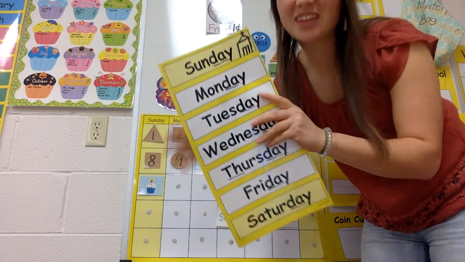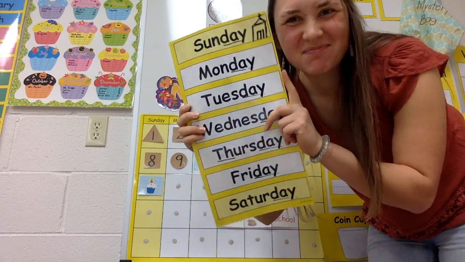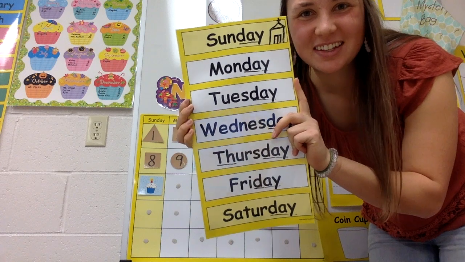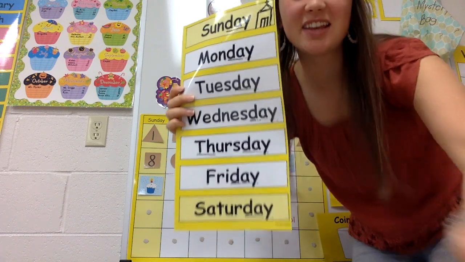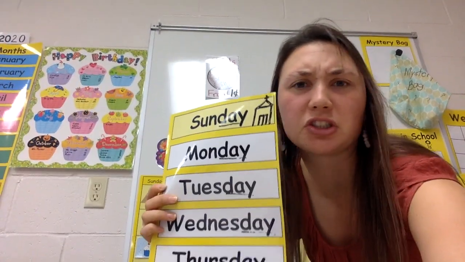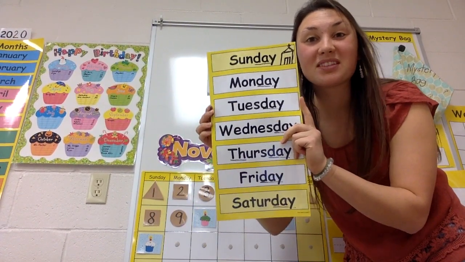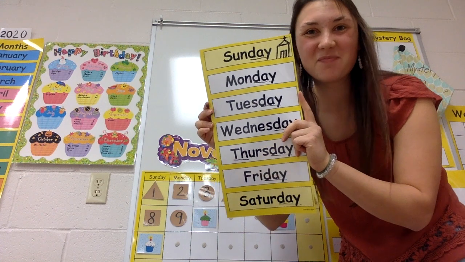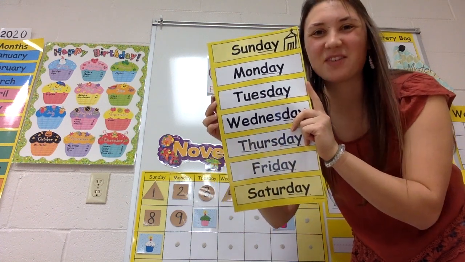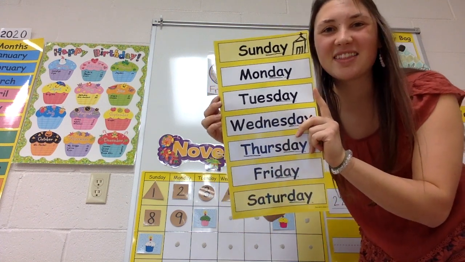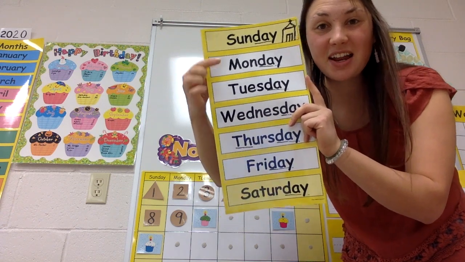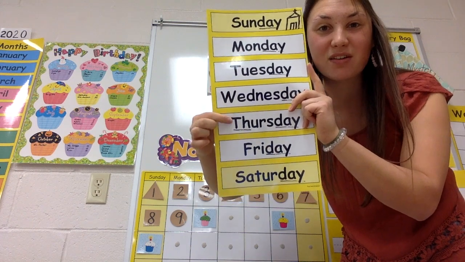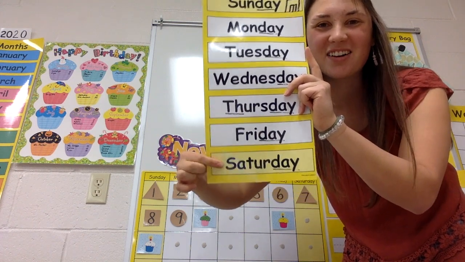Let's begin with the days of the week. How many days are there in a week again? You should know, right? How many? 7 days. That's right. Let's sing the song that goes with the 7 days of the week to help us remember. Ready? There are 7 days in a week. Sunday, Monday, Tuesday, Wednesday, Thursday, Friday, Saturday.